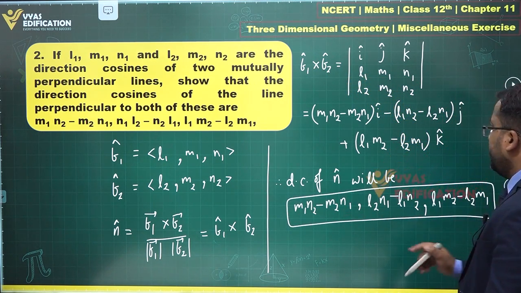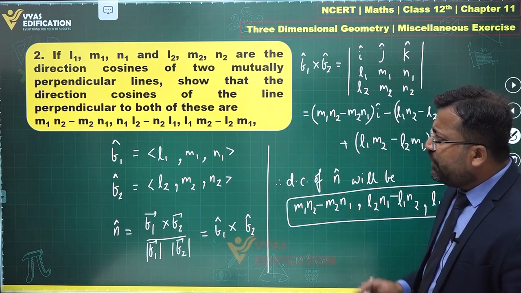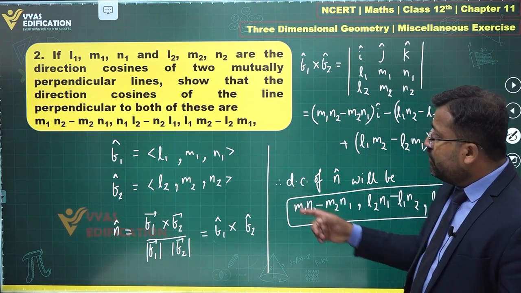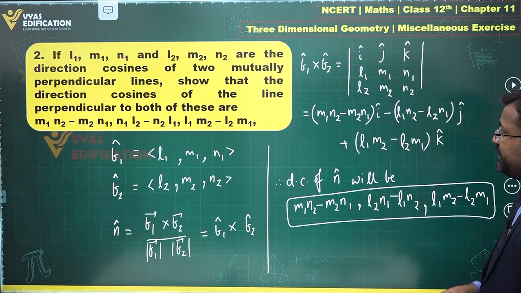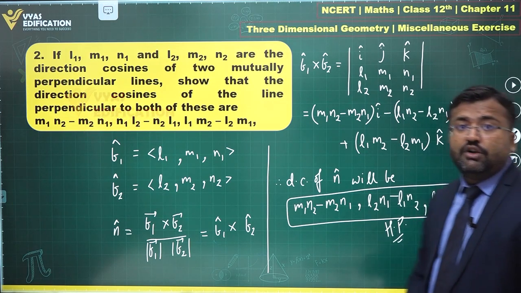Direction cosines of this will be this and this. That's what you can see, and that is what we wanted to prove, right? m1 n2 minus m2 n1, n1 l2 minus n2 l1, l1 m2 minus l2 m1. That's the complete proof of this particular question number 2 over here.